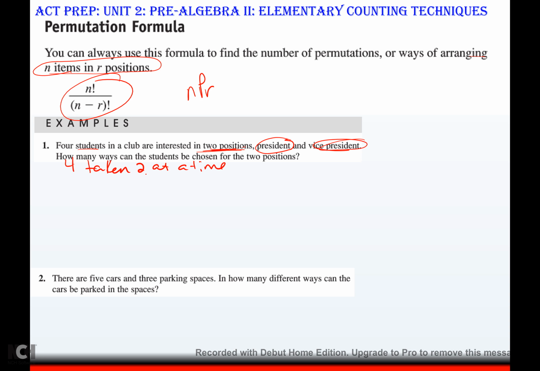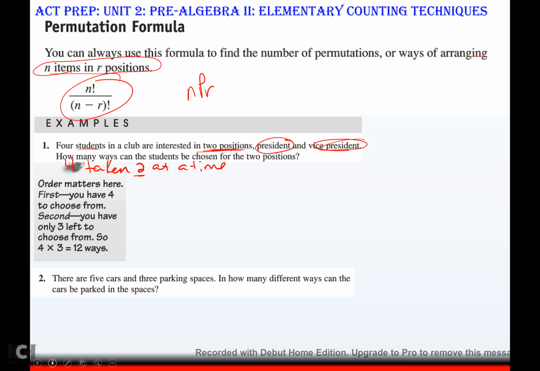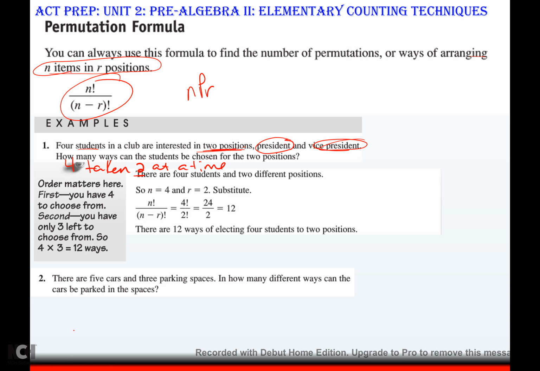I have 4 kids, and I'm filling 2 positions at a time. So order matters. This formula, let me explain it this way, and then I will show you on the calculator.